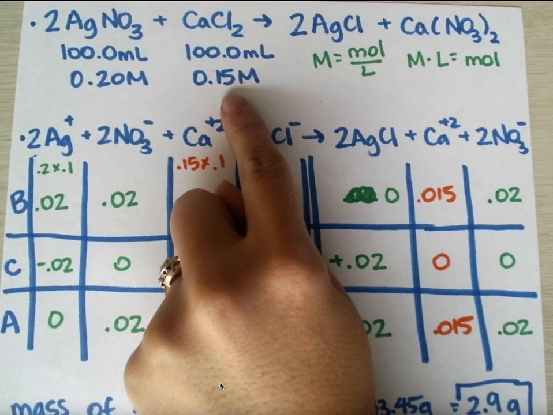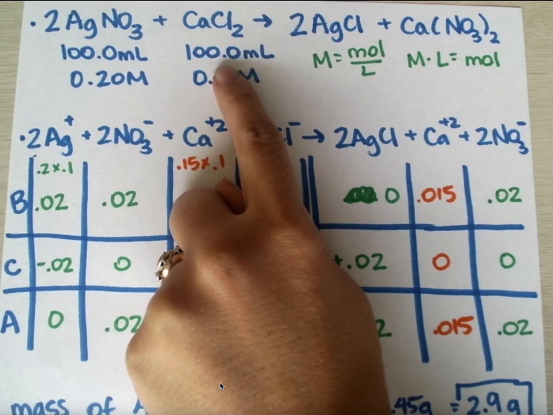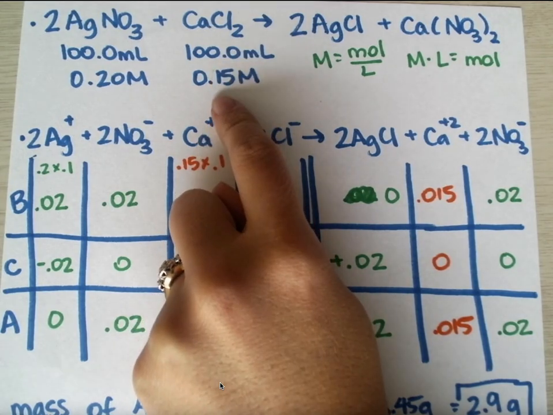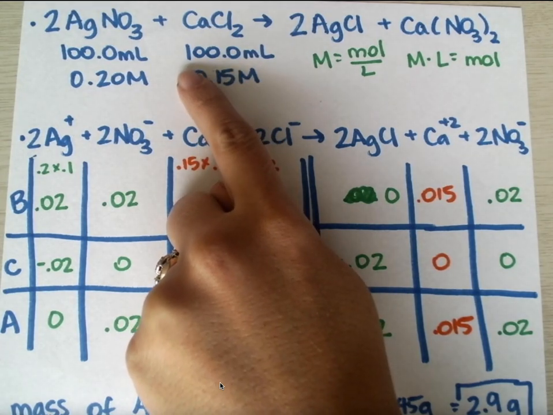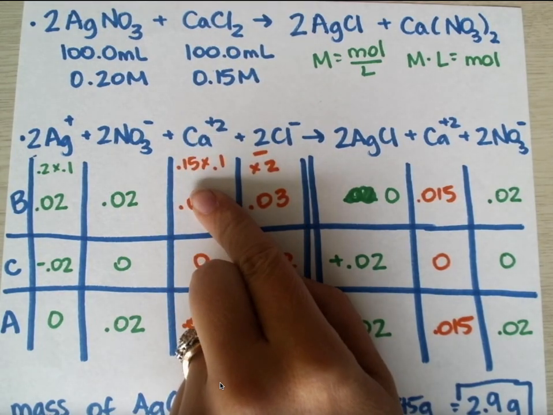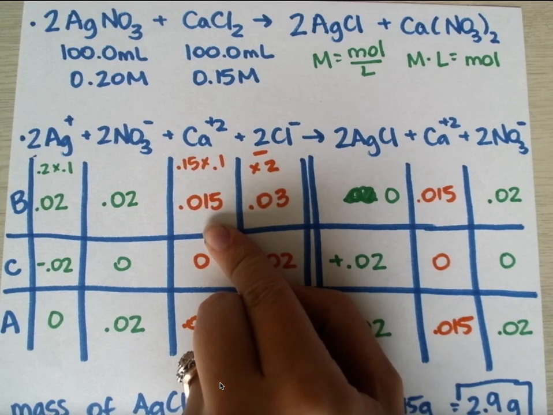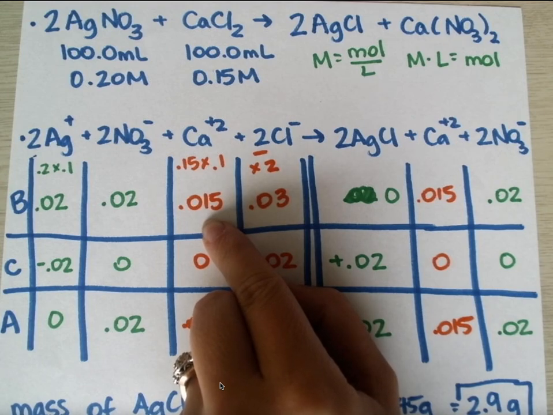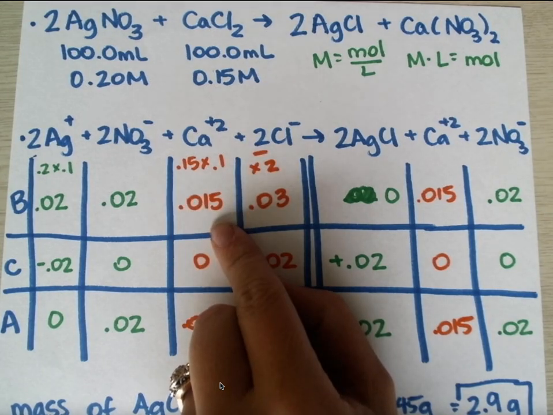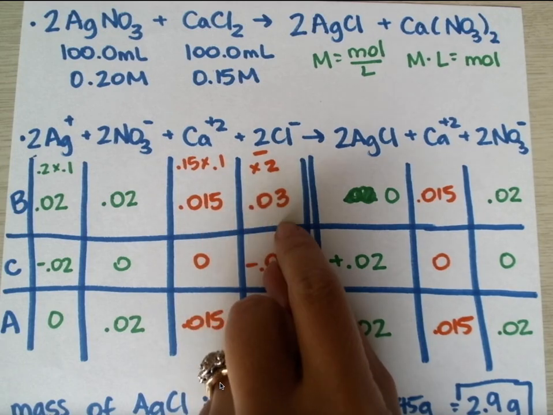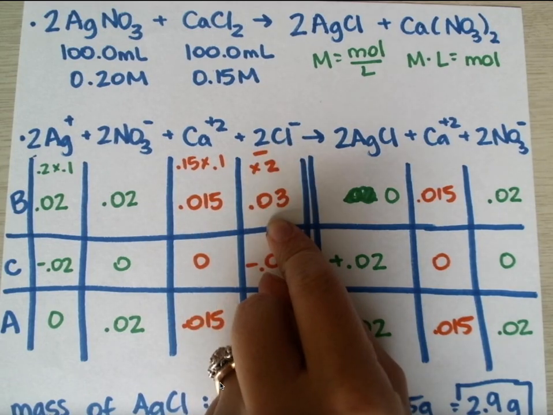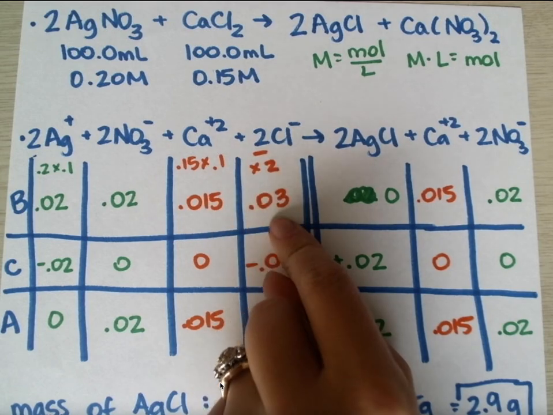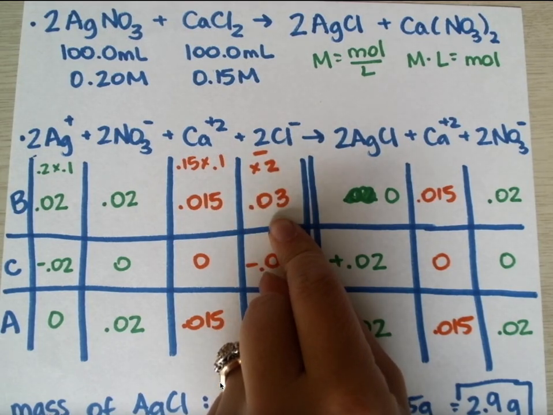I was also given the 0.15 molar in 100 mL of the calcium chloride solution. Again, I don't want to use milliliters, so I move my decimal place. The 0.15 molar times the 0.1 liters gives me 0.015 moles of calcium. They are not in a 1-to-1 ratio. Calcium will dissociate. For every 1 mole of calcium, I get 2 moles of the chloride.